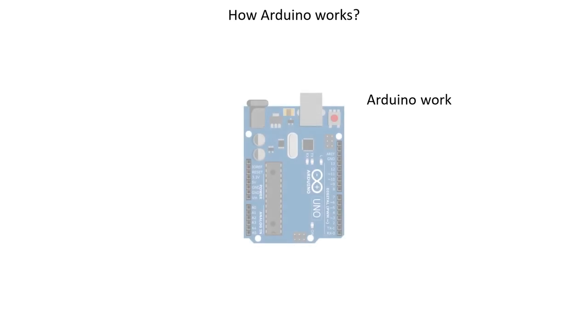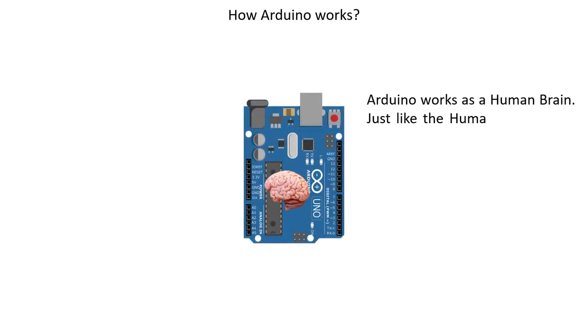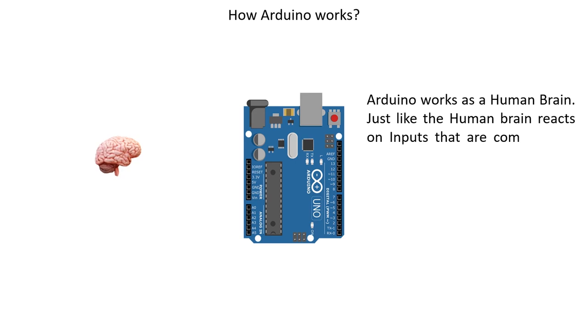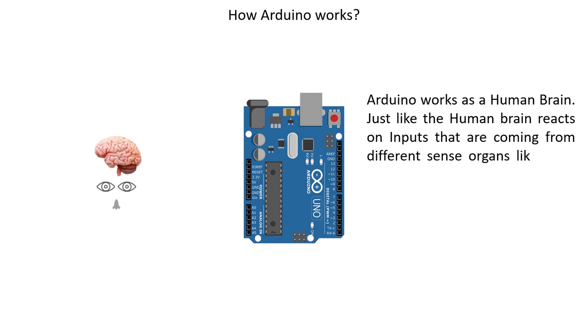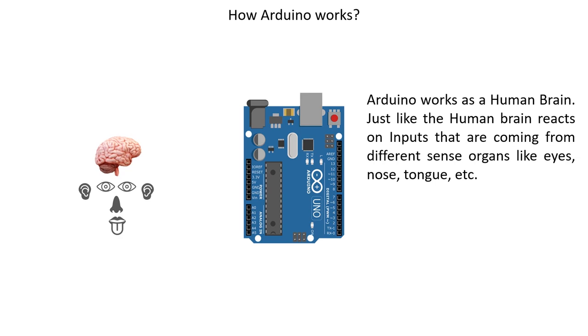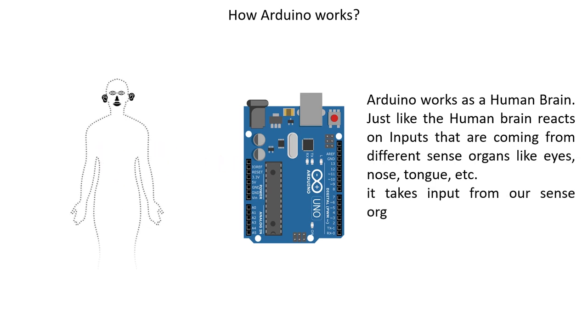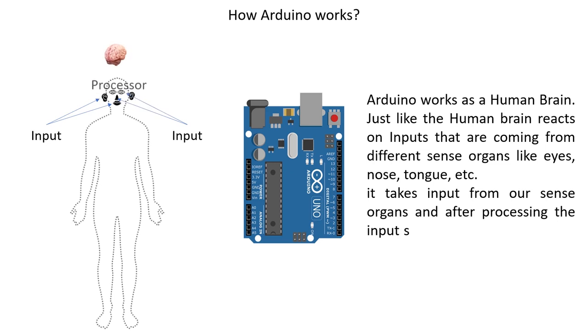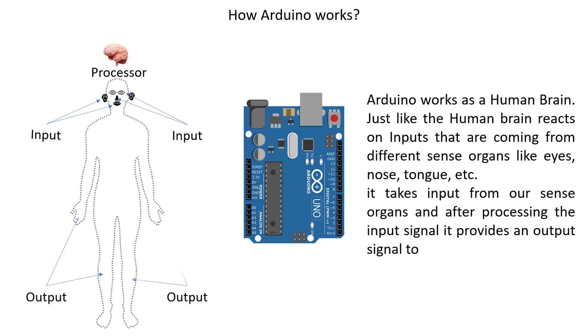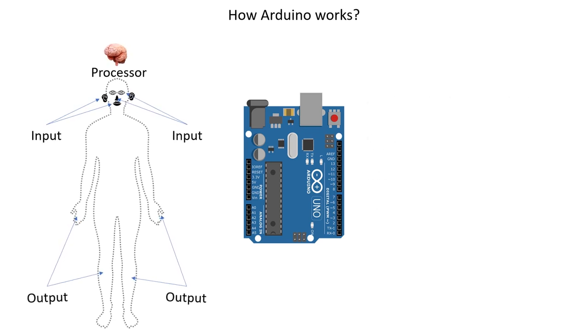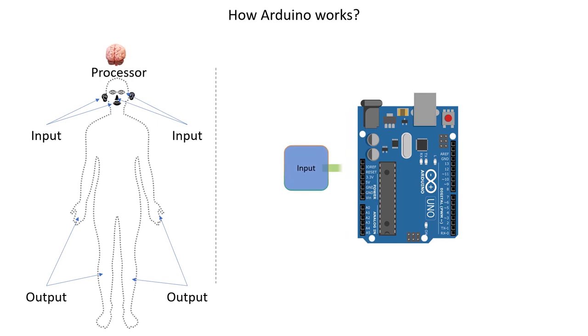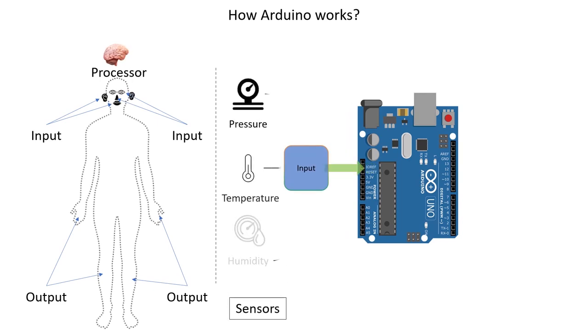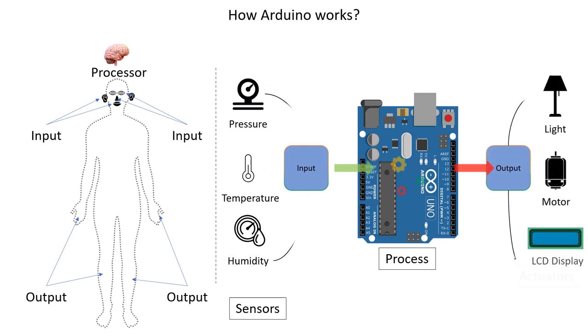So how does Arduino work? Arduino works like a human brain. Just like the human brain reacts to inputs that are coming from different sense organs like eyes, nose, tongue, etc., the brain takes this input from our sense organs and after processing the input signal, it provides an output signal to our hands, legs, other organs, etc. Similarly, Arduino also takes inputs from the external sensors and after processing the input signal, it transfers an output signal to the actuators.